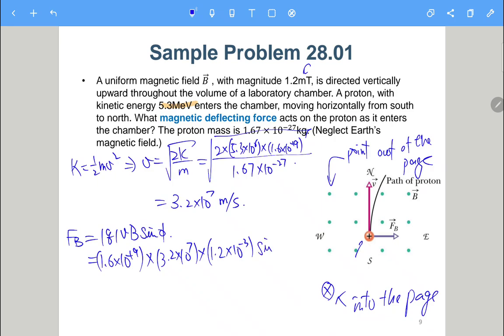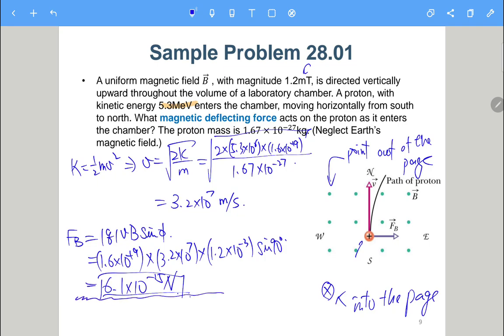Sine of phi, because they are perpendicular to each other, is sine of 90 degrees. I just keep everything here. If you're very familiar with it, as long as v is perpendicular to the B field, you don't need to bother about the sine of phi. So the force is 6.1 times 10 to the minus 15 newtons.